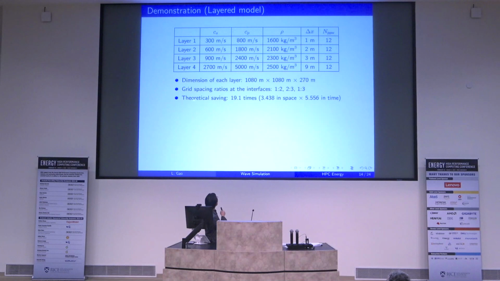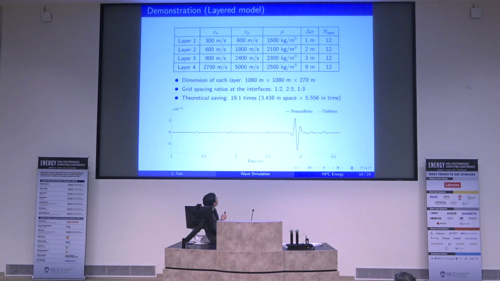And I have a number here, I call it the theoretical speedup. You take the total number of discretization points in both space and time for the non-uniform case and the uniform case. The ratio is what I would call the theoretical speedup that you could achieve. But before we get there, we first need to take a look at the solution.